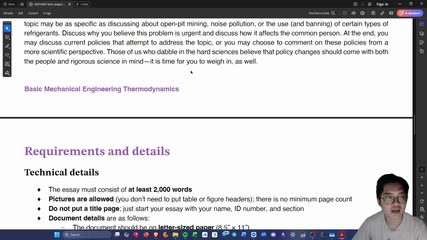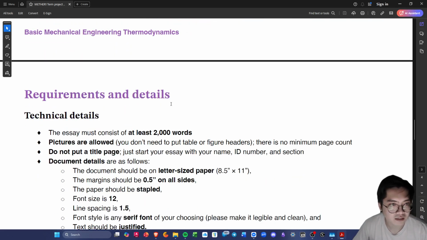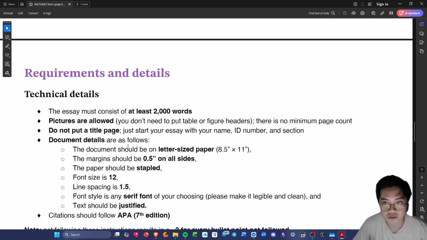Okay. And so now the requirements are as follows. Again, you need to choose one of the three topics. And at this point, I'm going to need some effort. I'm going to require you guys some effort for you to finish this. The essay must consist of at least 2,000 words. Pictures are allowed, of course. But there's no minimum page count, so go bananas.